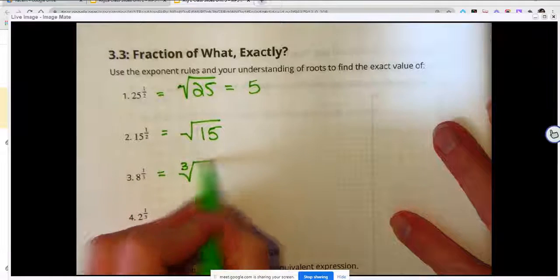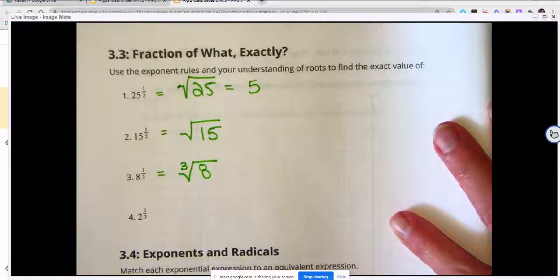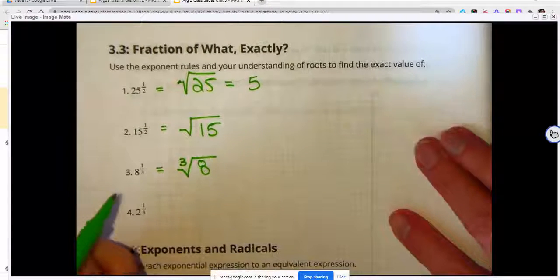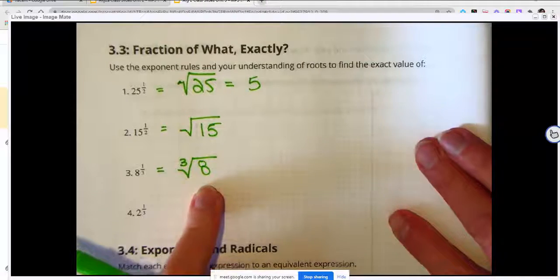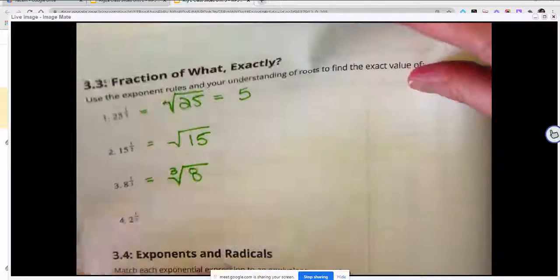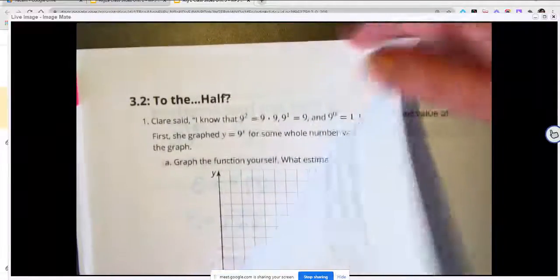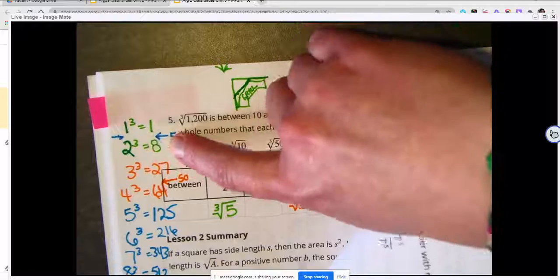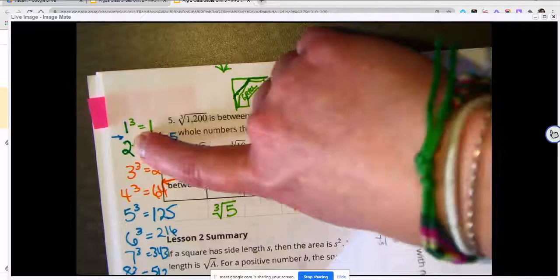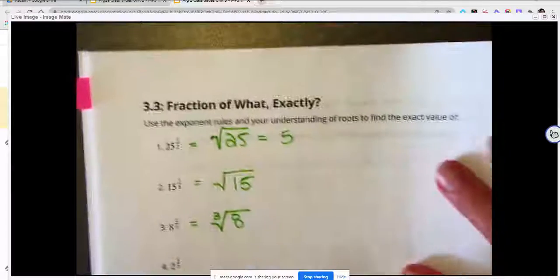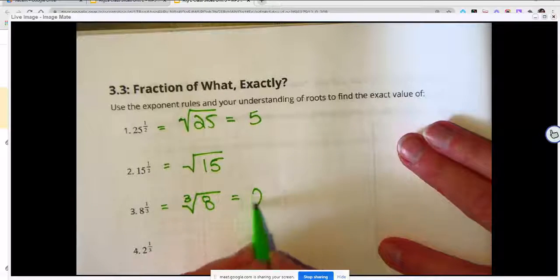Any fraction can be written like a radical. Any fractional exponent written like a radical. I think we just said, what's the something to the third power, cubing and cube root being opposite each other. Something to the third power does equal 8. We said 2 to the third power equals 8. So this one is going to be equal to 2.